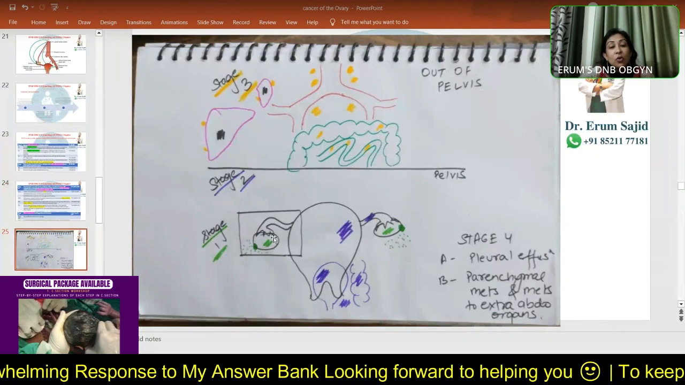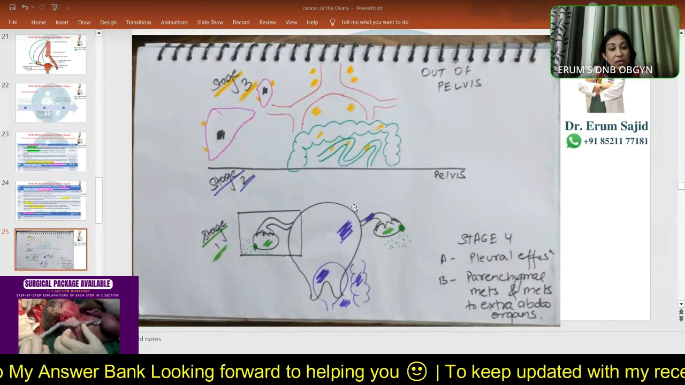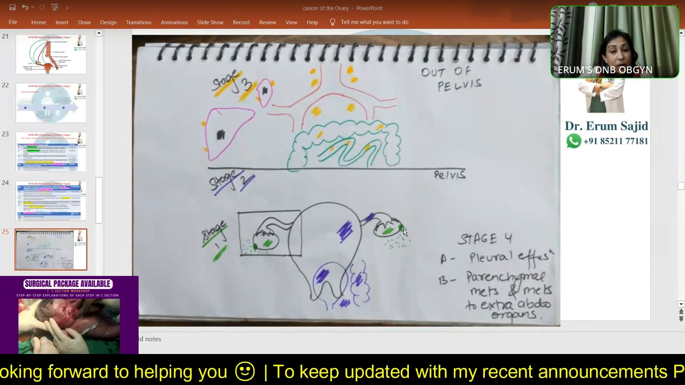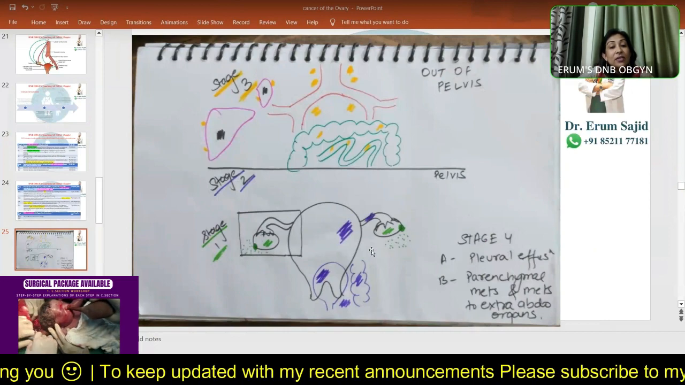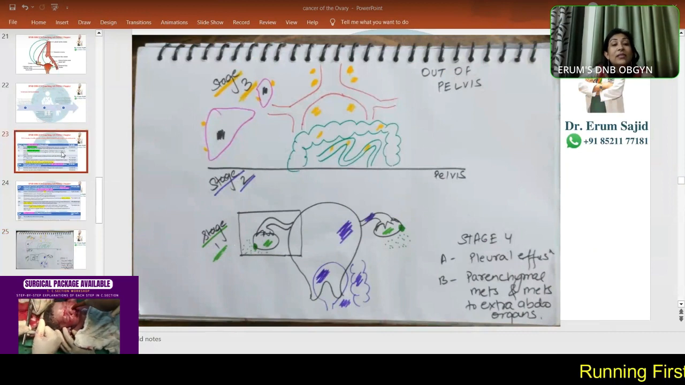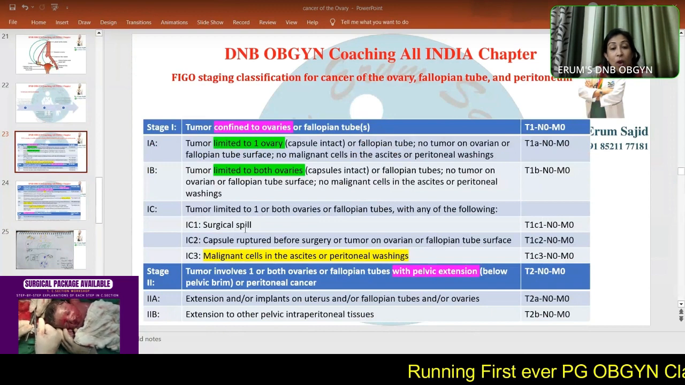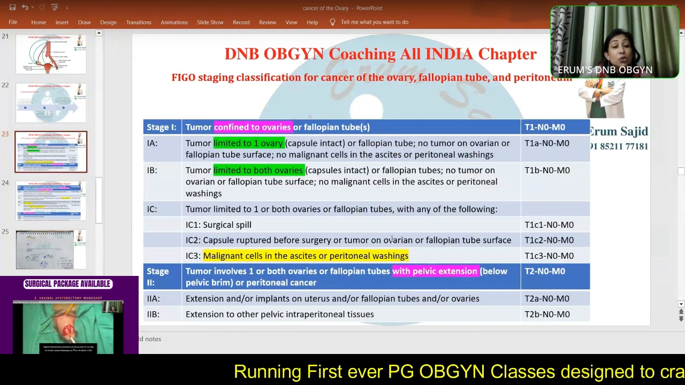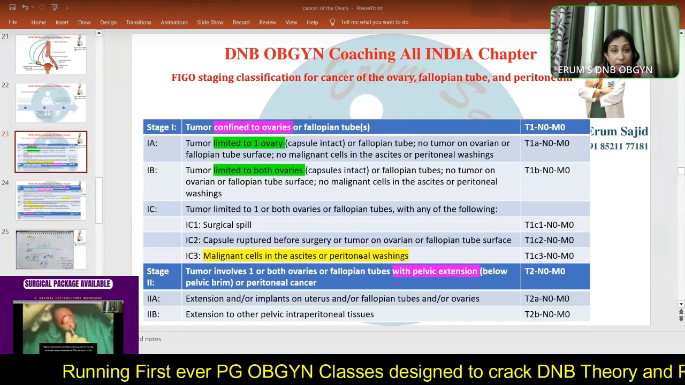And now, surface tumor, as you can see over here, I've made this. So, one ovary, stage 1A, both the ovaries involved, stage 1B, and a surgical spill or a tumor on the surface of the ovary, or over here, as you can see, ascites, malignant cells in the ascites, that is also stage 1, but it's stage 1C, as you can see. Surgical spill, stage 1C1, capsule ruptured before the surgery, stage 1C2, and malignant cells in the ascites, stage 1C3.